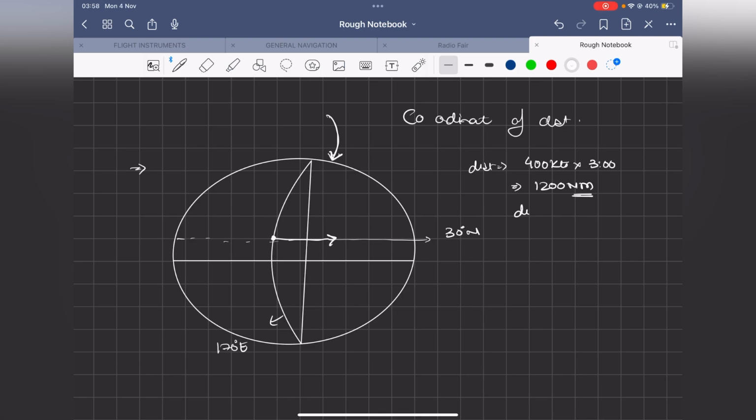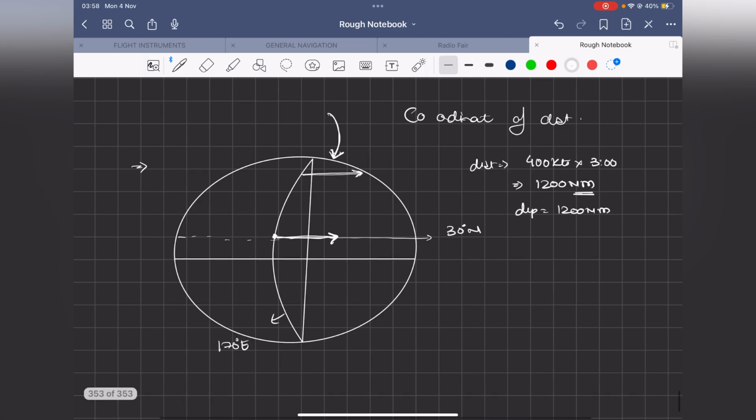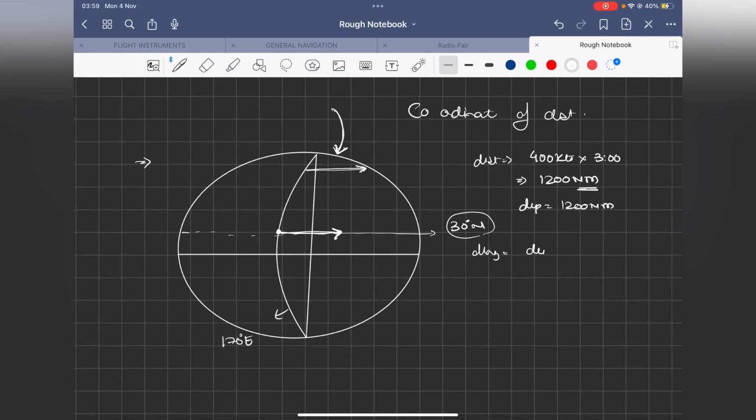So I know my departure is 1200 nautical miles, but the same 1200 nautical miles traveled near the poles is going to give me a much larger difference in longitudes than the same 1200 nautical miles traveled at the equator, right? That's why I have a cos of latitude. So coming back to the question, we have to calculate our d long. D long at what? D long at 30 degrees north. So d long is equal to departure by 60 into cos of lat.